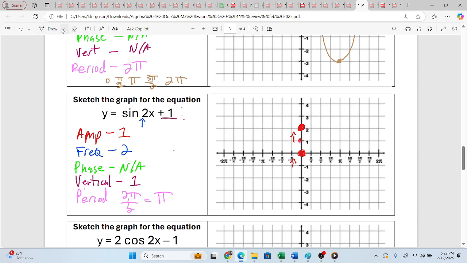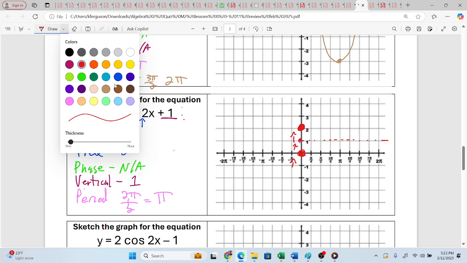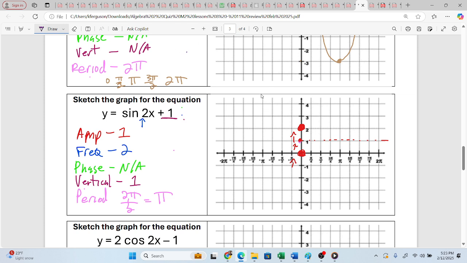So then that means that my midline was at 0. Now my midline is going to go up to 1. So this is my midline, so that's where my sine graph is going to start. Okay. So this is my new midline right here. All right. So now let's change colors. Now we got my stuff all set. Let's say green. Okay. So my graph is going to start here.